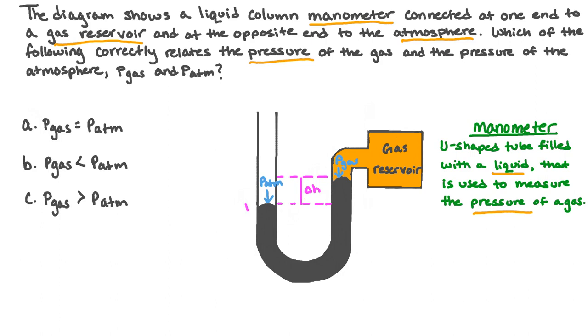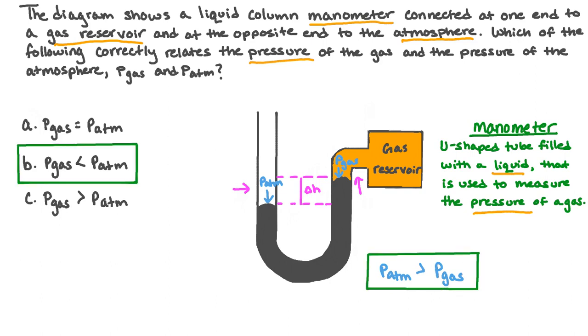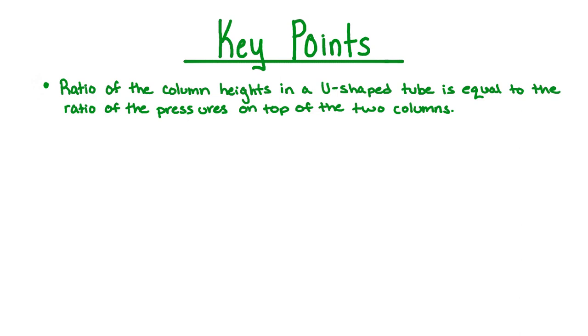In this case, the height of the liquid that's in the tube attached to the atmosphere is lower than the height of the liquid in the tube that's attached to the gas reservoir. This implies that the pressure that the atmosphere puts on the liquid provides a greater push than the pressure that the gas reservoir puts on the liquid. Or another way to put it would be that the pressure of the atmosphere is greater than the pressure of the gas in the gas reservoir. Therefore, when we compare the pressure of the gas in the gas reservoir to the pressure of the atmosphere, the pressure of the gas is going to be less than the pressure of the atmosphere, or answer choice B.